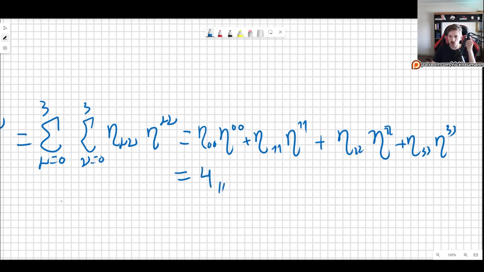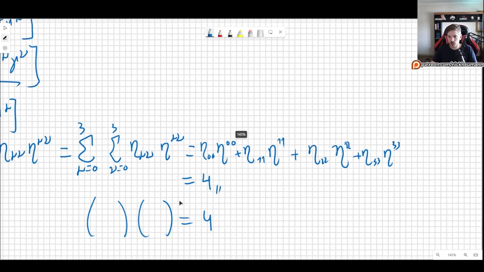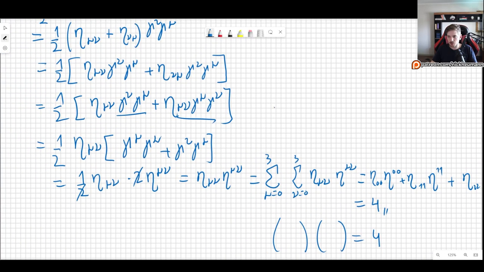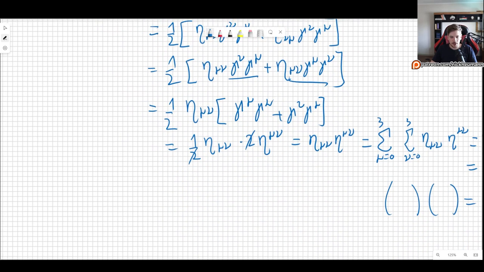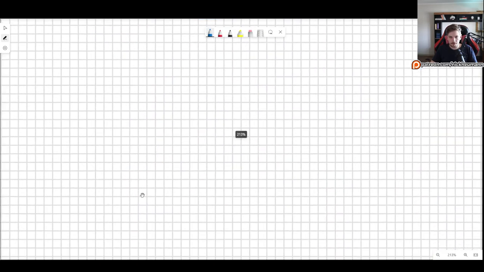You could also have just written down each one of your matrices and multiplied, which is actually exactly what we did here. And you end up with 4 as well. So whichever way you want to see it, we end up with the result that this entire thing is indeed 4.